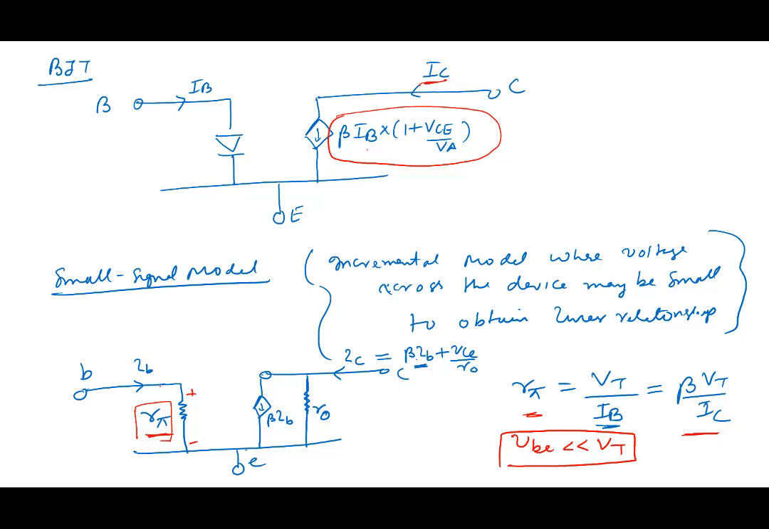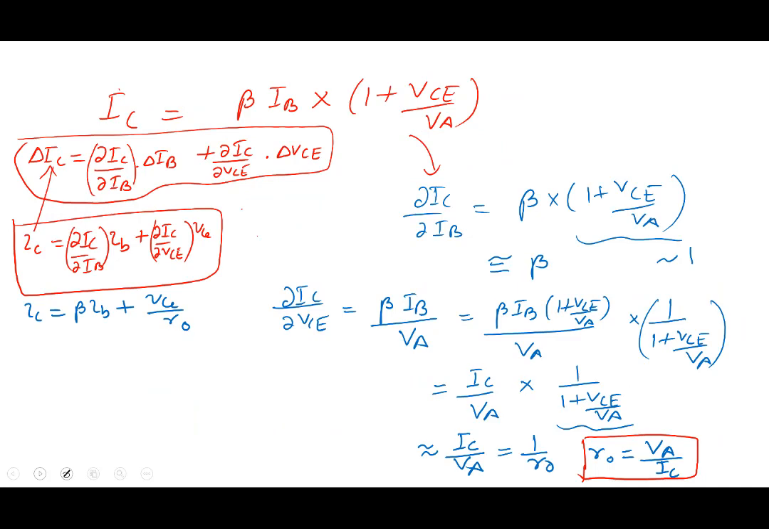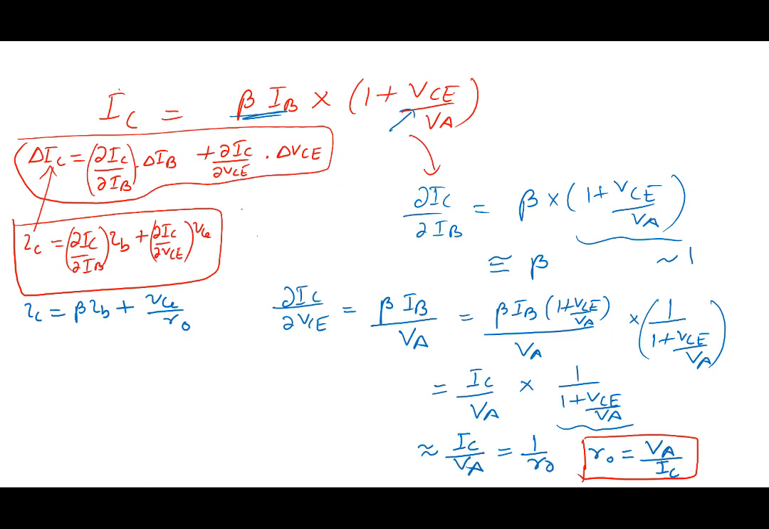Note that beta IB is the first term, VC by R0 is the second term. Correct? Did I make any big assumption? Was there any non-linearity in deriving this? Note that these are all linear relationships. This is linear, this is also linear. I didn't have to take a non-linear expression and say it's linear over a small range.